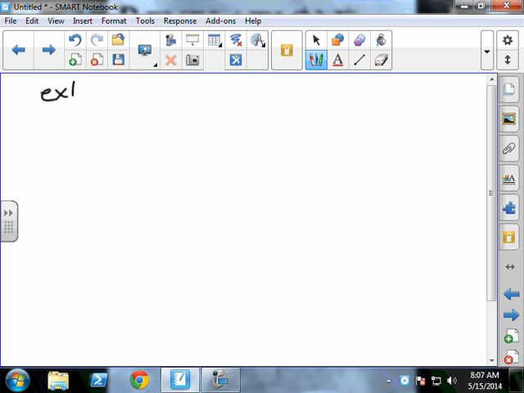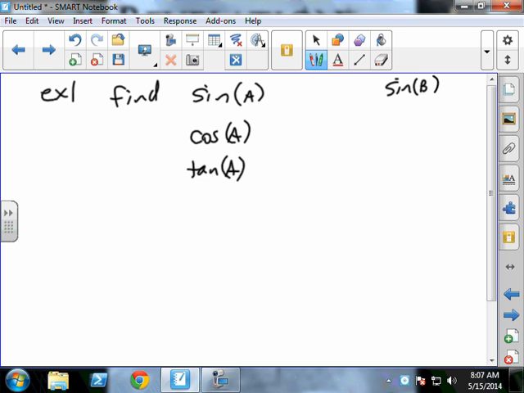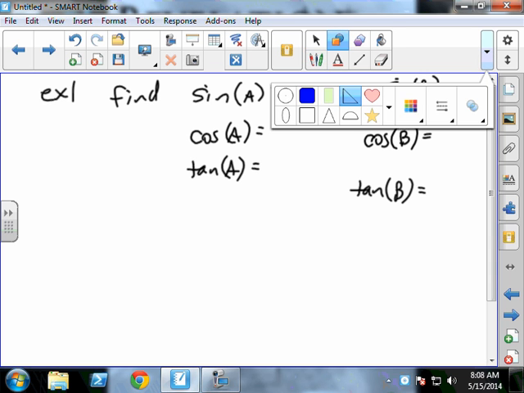Example 1. Find the sine of A, the cosine of A, the tangent of A, the sine of B, the cosine of B, and the tangent of B. We know each one of these is going to be a fraction. It would be nice if we had a right triangle, so let's go ahead and bring in a right triangle.